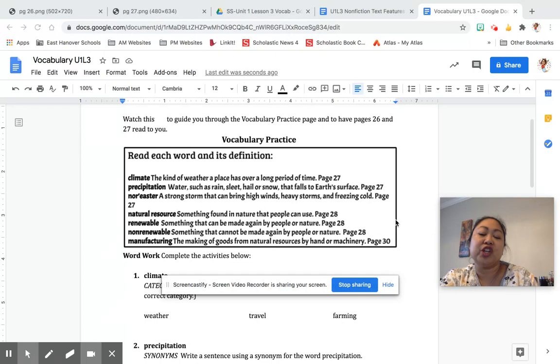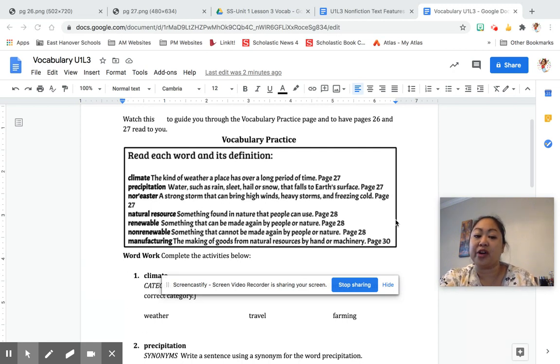Fourth graders should be able to look at a graph and pull some information out and then apply it. So that's what we're going to practice today. Okay, so the first word that we have in Lesson 3 is climate. And that's the kind of weather a place has over a long period of time.